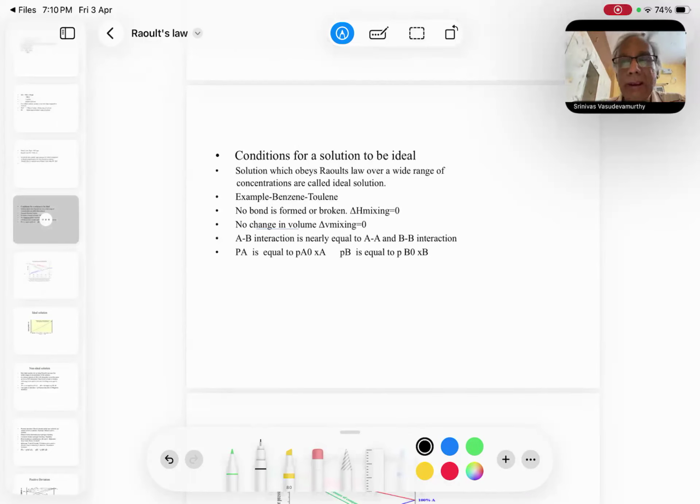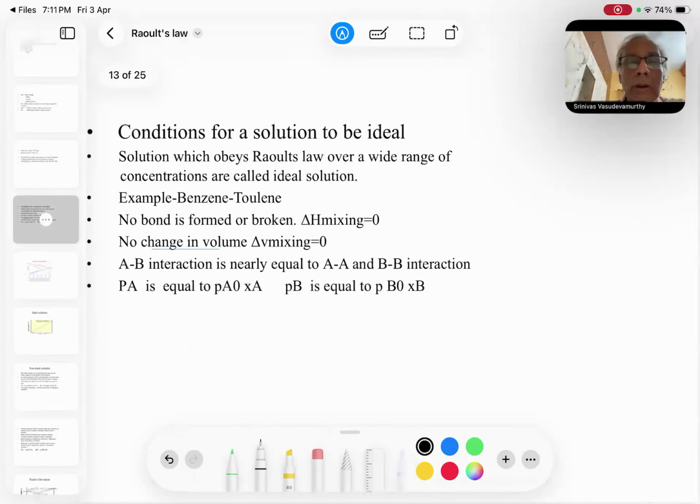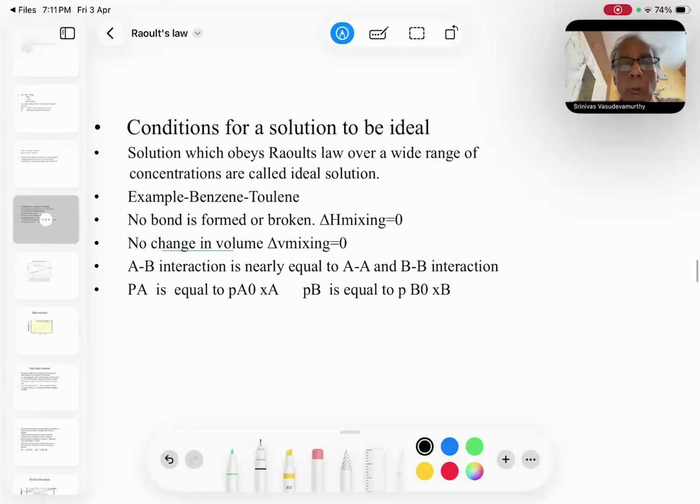Now let us see, there are two types of solution we'll be studying. One is called ideal solution, the other one is known as non-ideal solution. Ideal solution: solutions which obey Raoult's law over a wide range of concentration are called ideal solutions. Of course, these two solvents should be non-reacting.